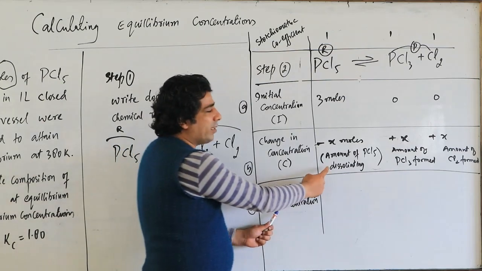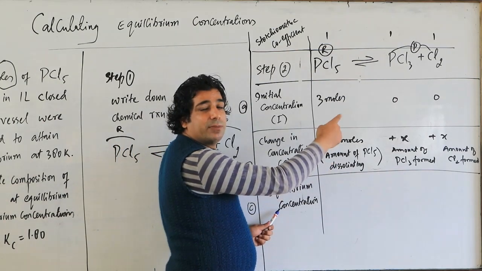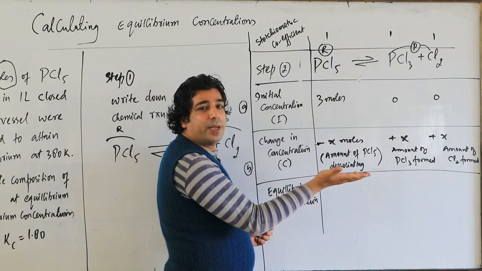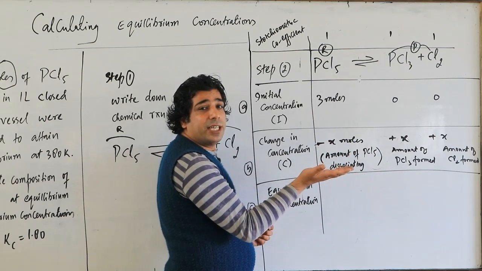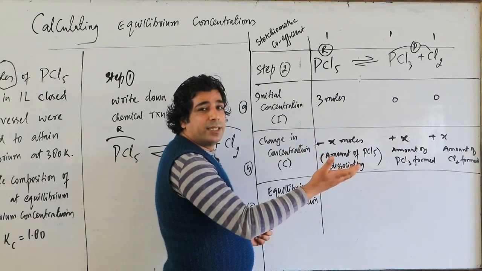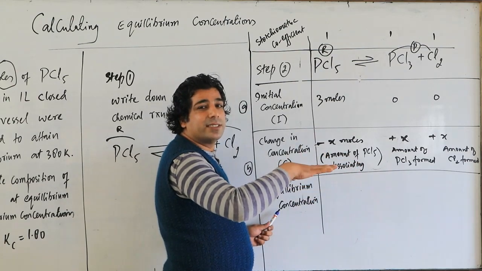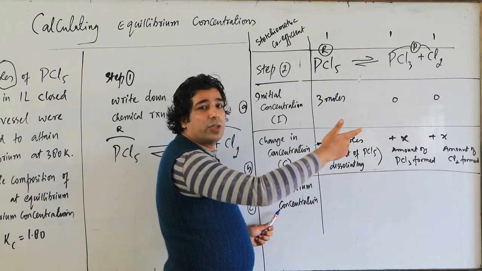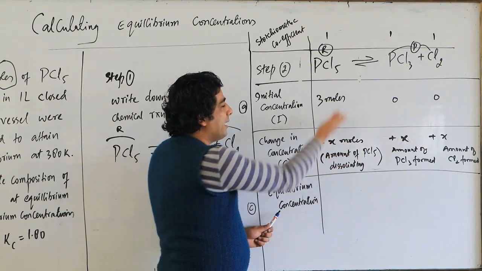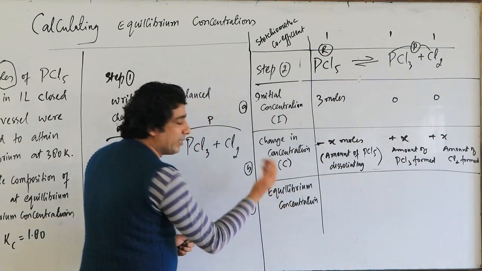When X moles of PCl5 are changing into X moles of PCl3 and Cl2, after that reaction has reached equilibrium, the reactants and products' concentrations will become constant. The rate of forward reaction will become equal to the rate of backward reaction. Delta G will be 0, my dear friends. So let us find out what will be the equilibrium concentration here.